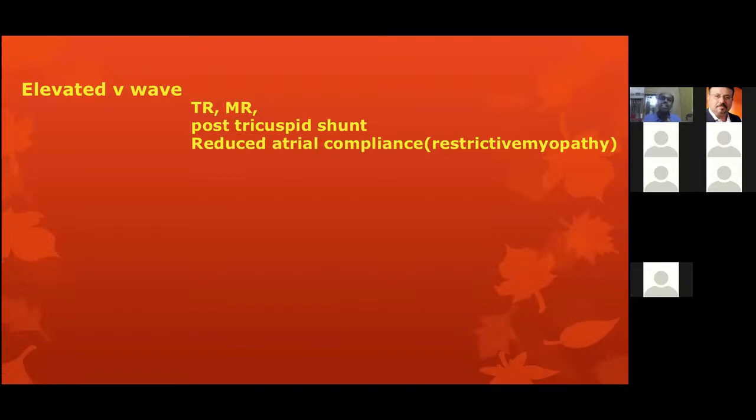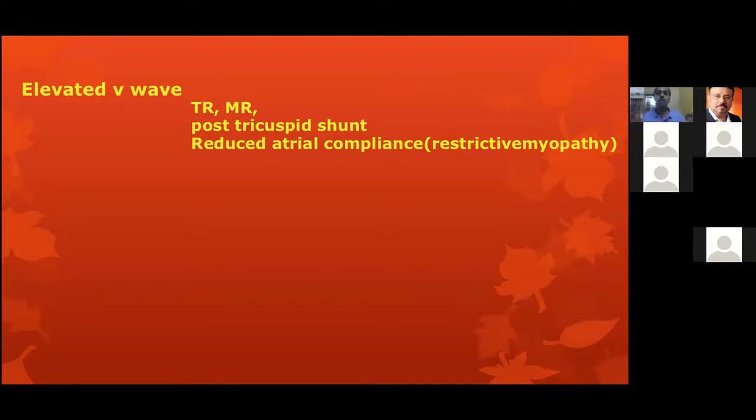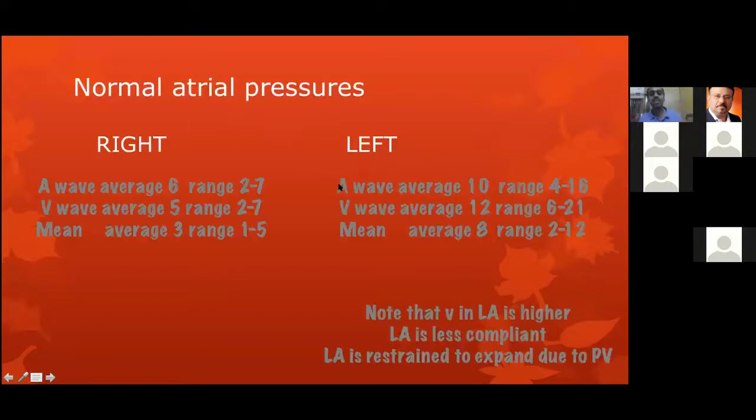So elevated V waves happen in tricuspid regurgitation and mitral regurgitation, and also when there is a high venous return. The high venous return is especially applicable to the left atrium because left atrial compliance is low. As I told you, both the amount of blood return and the compliance of the chamber matter. The right atrium, being always more compliant, does not show significant elevation of V waves with increasing volume, whereas the left atrial V wave elevates significantly whenever there is a PDA, VSD, any post-tricuspid shunt, or any aortopulmonary collaterals. For normal right atrial pressures, the mean is up to around 5, the maximum it can go is 8 millimeters, and the maximum A waves can go up to 12 millimeters.